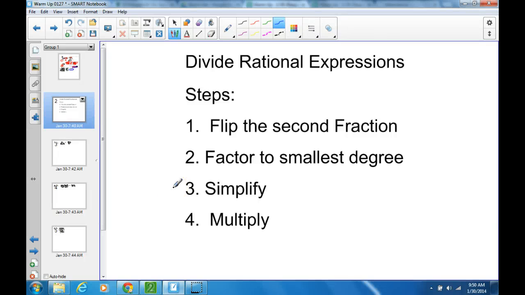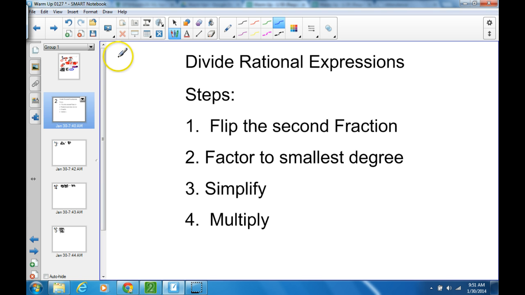Right, so we did multiplication of rational expressions yesterday. So today we are doing division. Okay? So here are the general steps of dividing a rational expression. But before I go into that, let's just talk about something for a second.